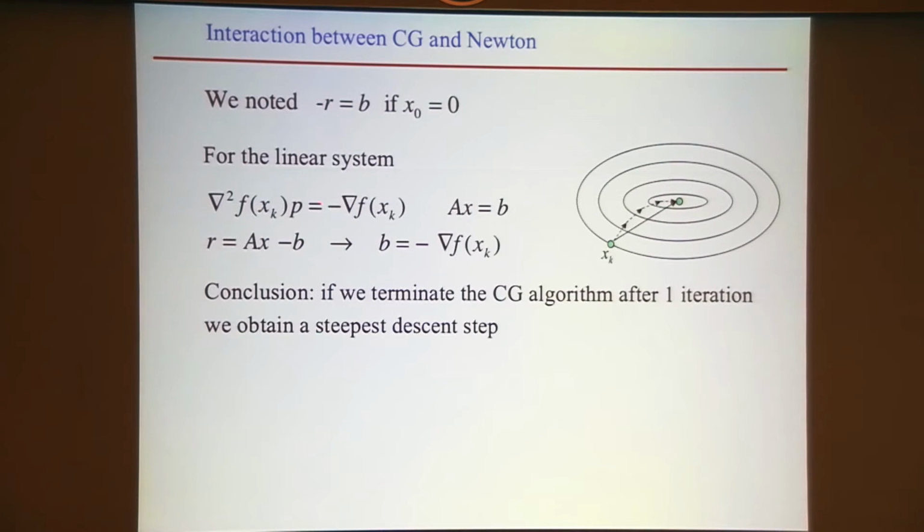Now let's go back to what we were doing. We were actually interested in Newton's method. Well, here is a system of equations that you solve for Newton's method. If you write it in the form Ax equals b, it turns out that b is equal to minus grad f. So r is equal to minus grad f.